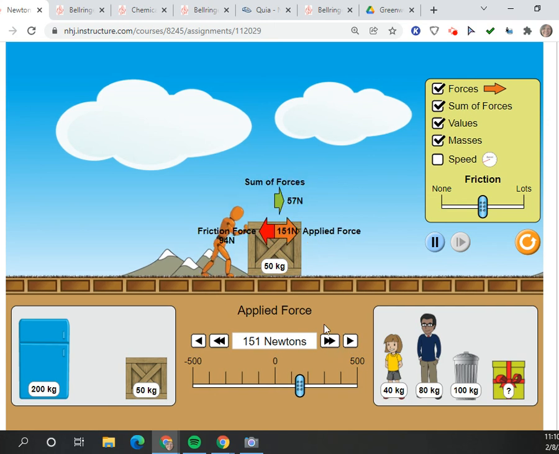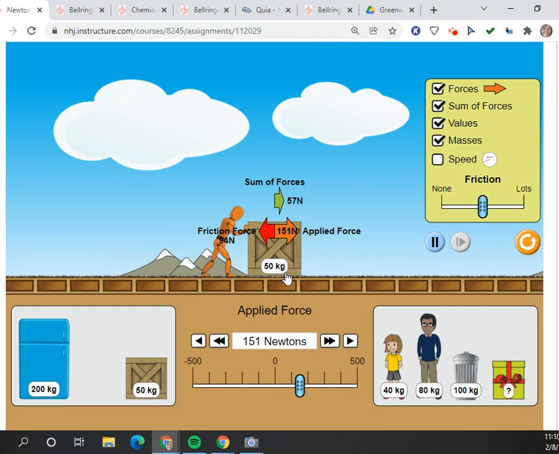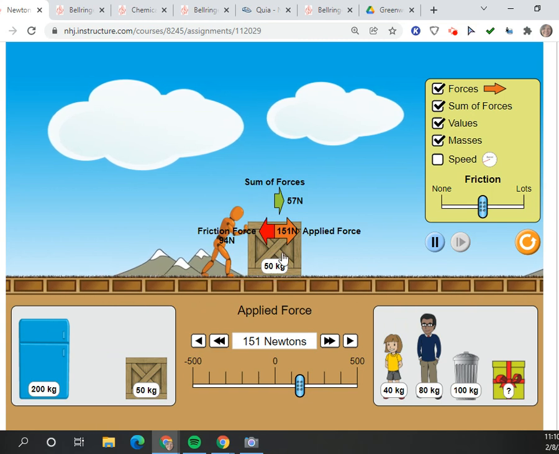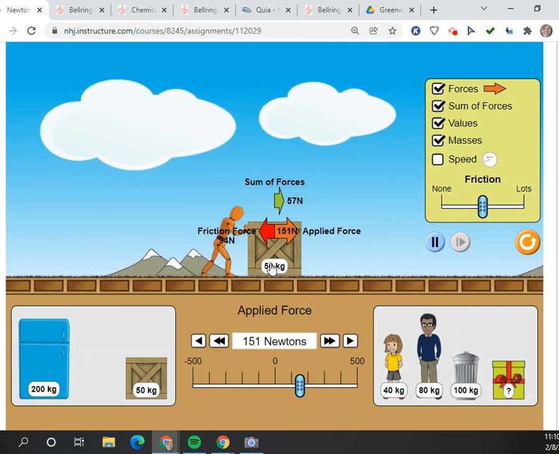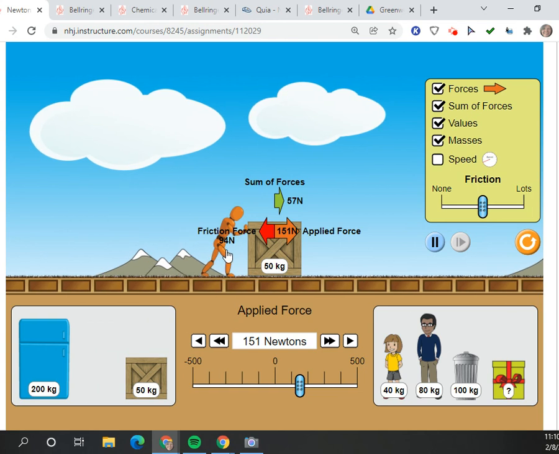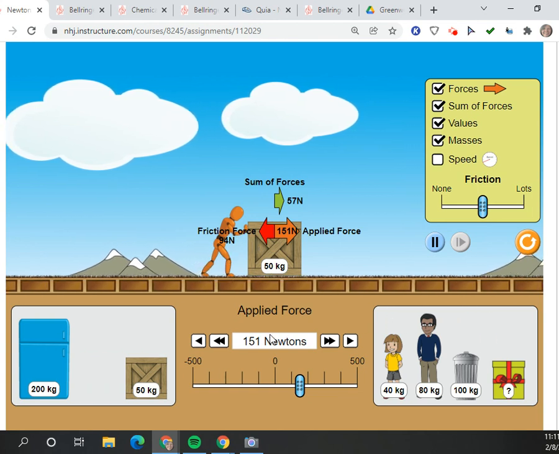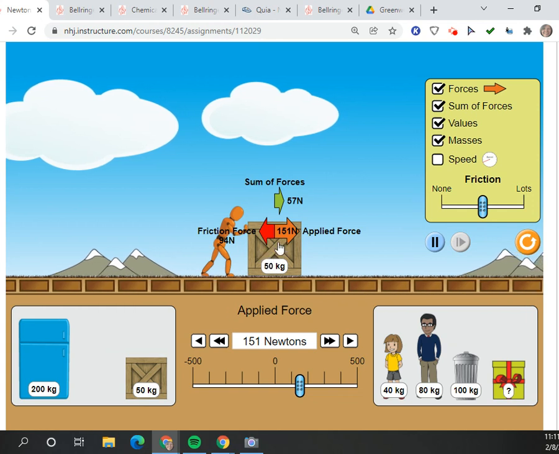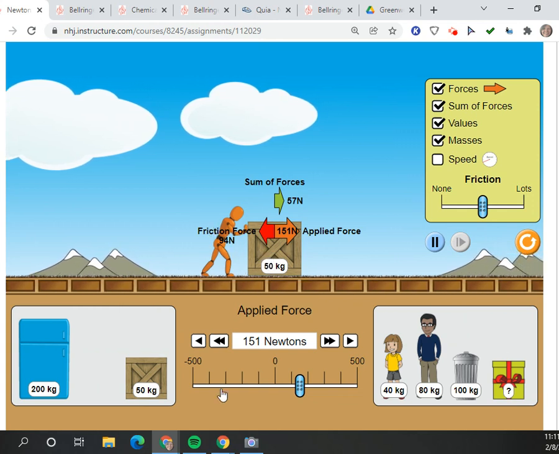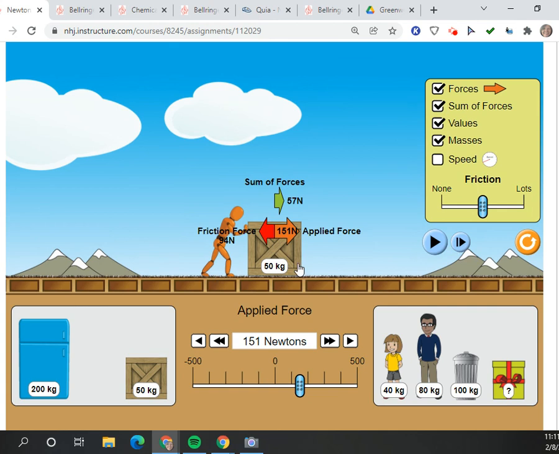How much do I need to go over to see movement? 101. Now what had to happen in order for the box to move? You had to go over the friction force. We had to go over the amount to break that static friction to get to a kinetic friction force. Now we're going to pause here. Did friction go away? No, friction did not go away. There's still friction acting on the box.